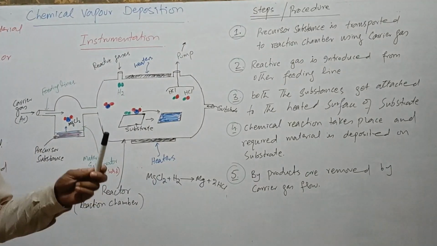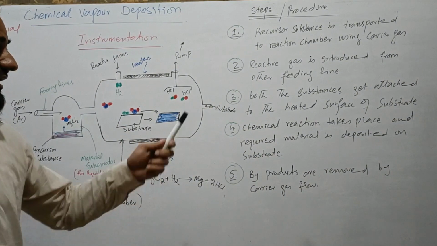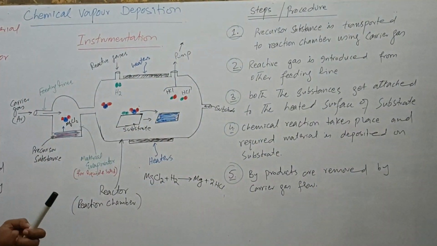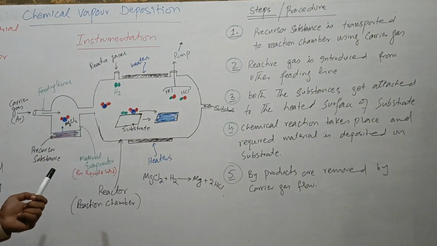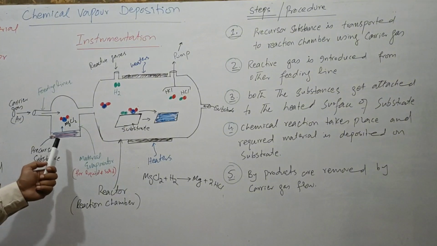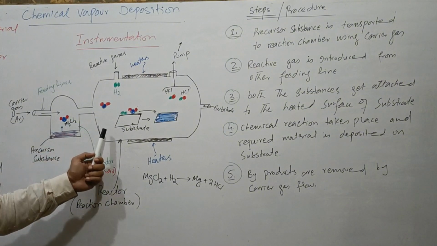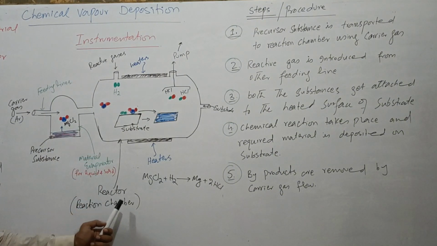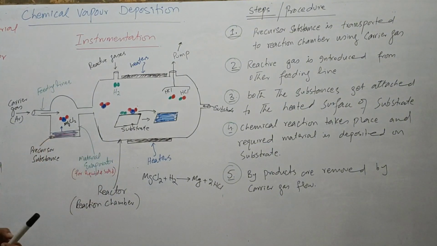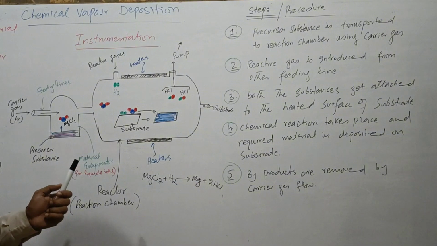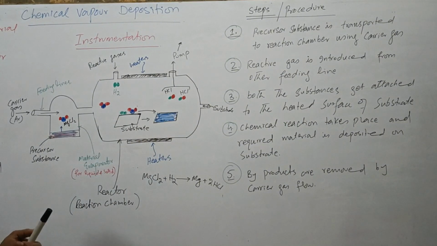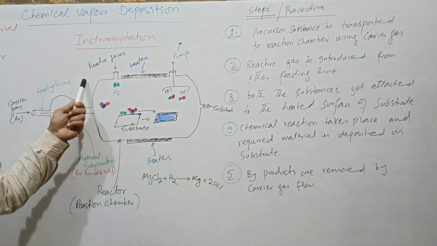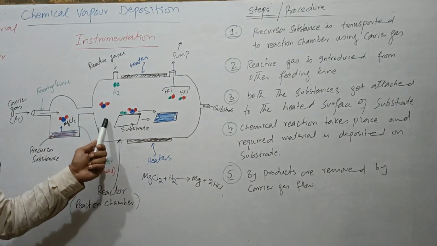So what is the instrumentation and procedure of this method? First of all, let's see the instrument. There are two most important parts of this instrument. One is the material evaporator, the other is a reactor or main reaction chamber, and both of these are supplied with feeding lines. If the sample which we are going to deposit on the surface is a gas, if the material is in gaseous form, then that is directly introduced into the reaction chamber.